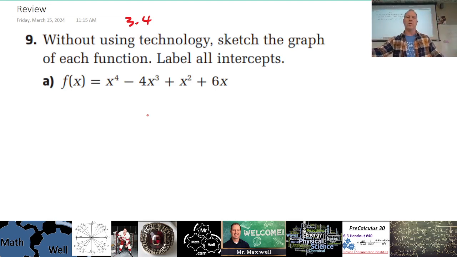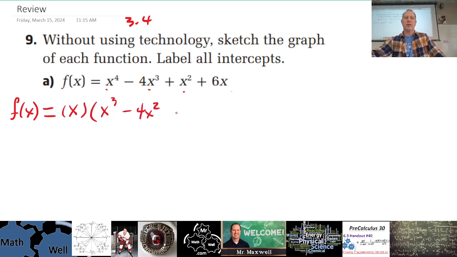So this is the one we're going to do, and we're going to do it right from scratch. So it's a polynomial function, and I want to factor this, okay? The first thing you can do is notice that there's an x in each term. So I'm going to take an x out as the first factor. This is going to leave me with x cubed minus 4x squared plus x plus 6. So that's the first step.